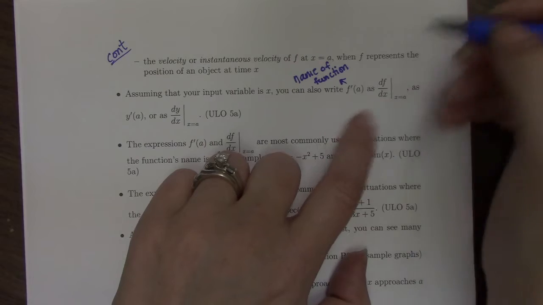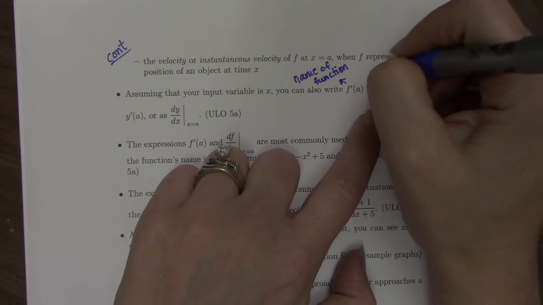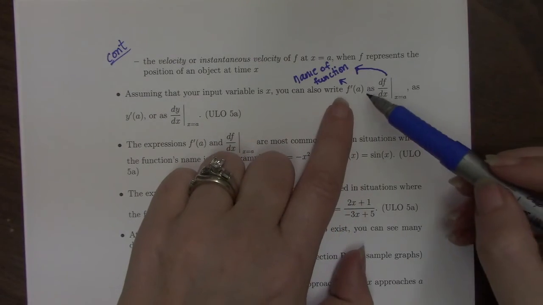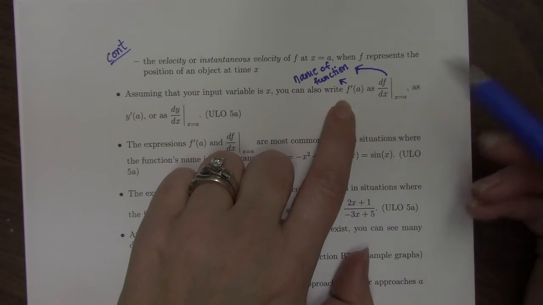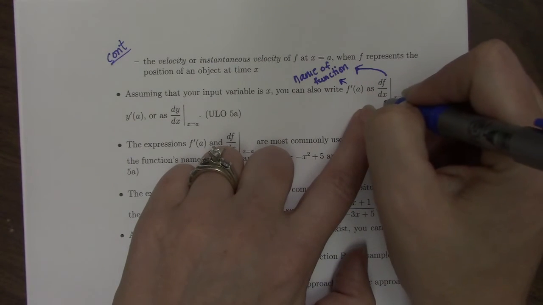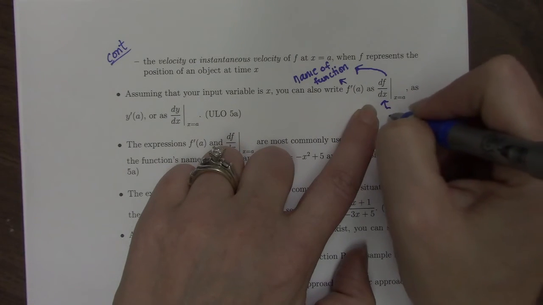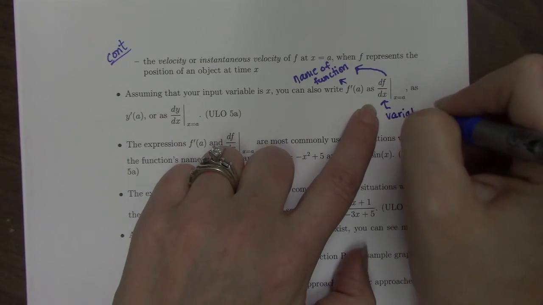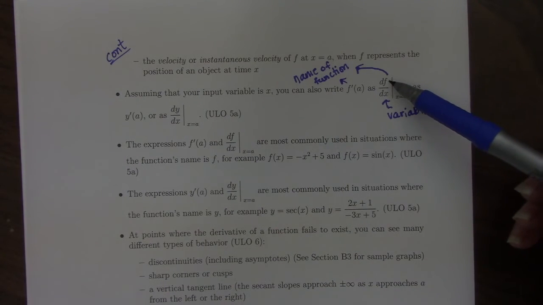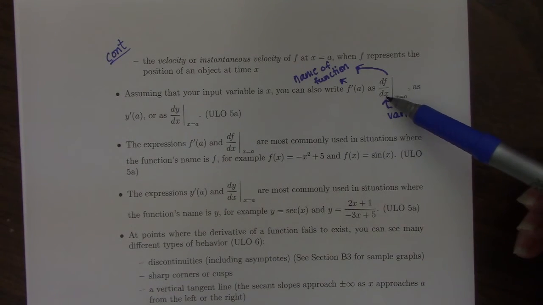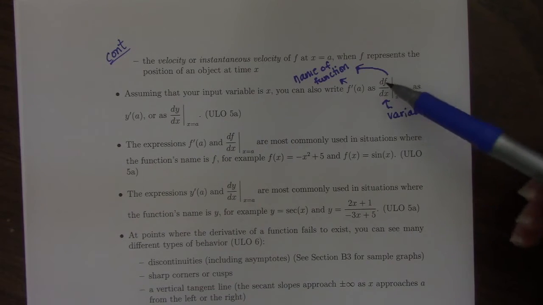In this more formal notation, you can see that the name of the function ends up here. So they're both involving f. So f prime is the same thing, right? df. The x in the denominator here is the name of the variable. So this is read as the derivative of f with respect to x.